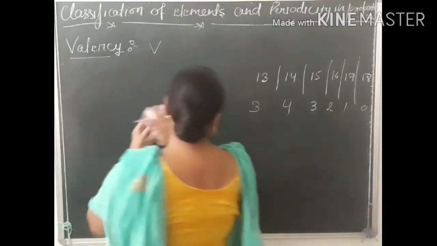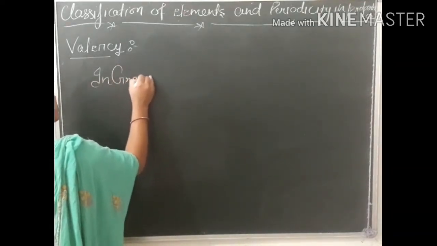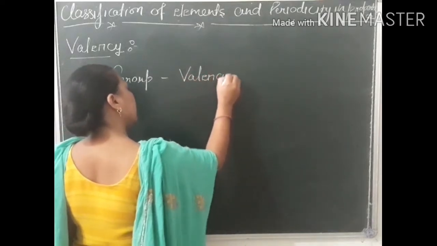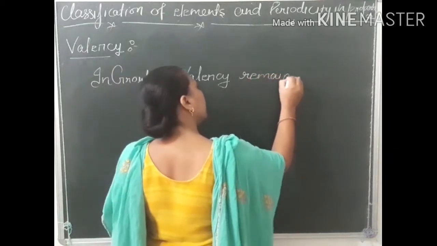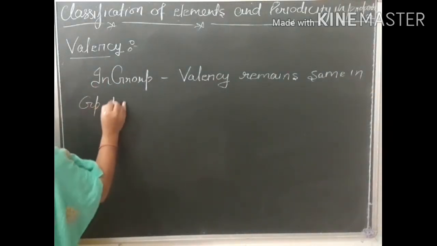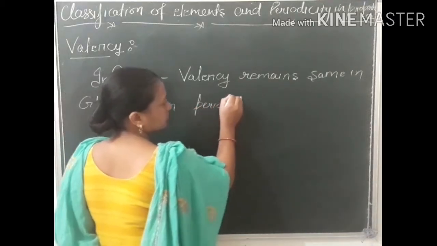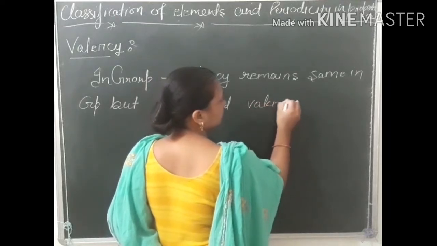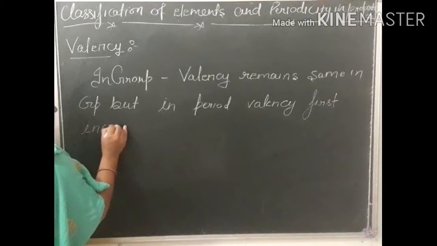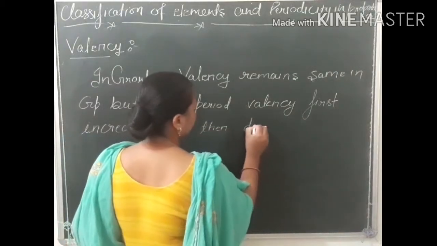Now we can write here: in a group valency remains the same, but in a period valency first increases and then decreases.